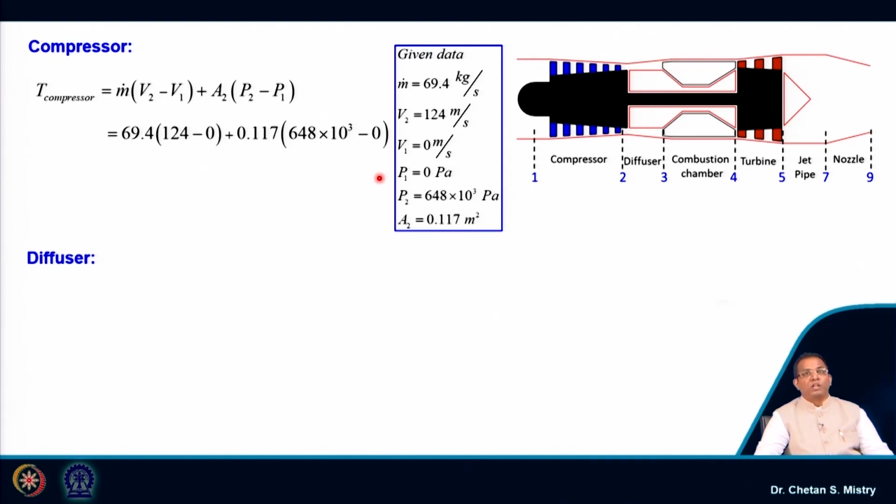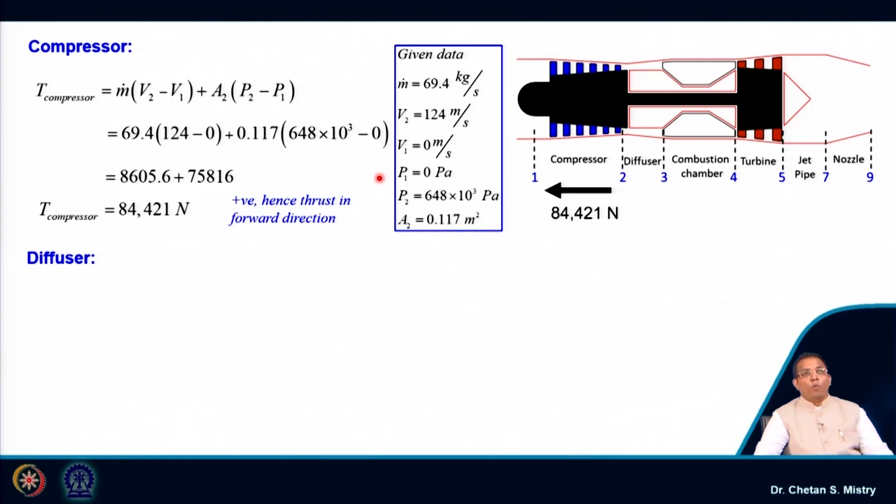If we put these numbers, the thrust which will be generated by the compressor is coming 84,421 Newton. This is a positive magnitude, so we can say it is representing the forward direction. There you can see this is representing my forward direction.